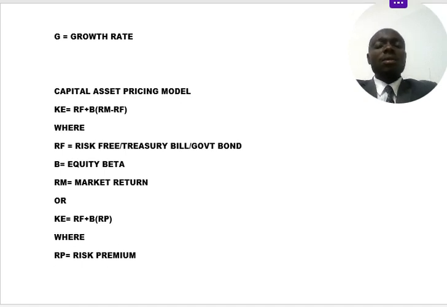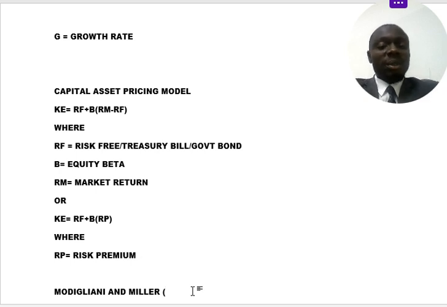Now, another method of calculating cost of equity is the Modigliani and Miller. Remember I said that under the capital asset pricing model, when we get to portfolio theory, we will discuss more on this. Yes, we are going to dissect it.